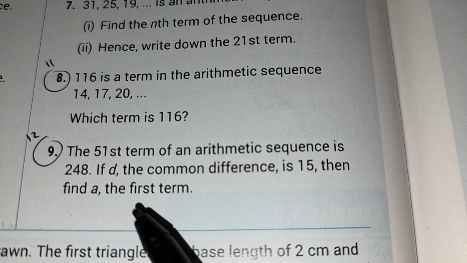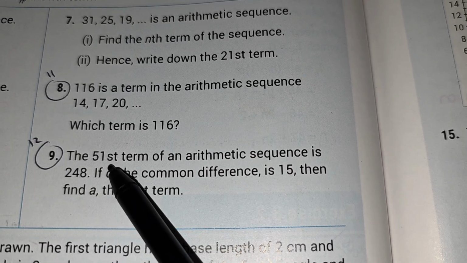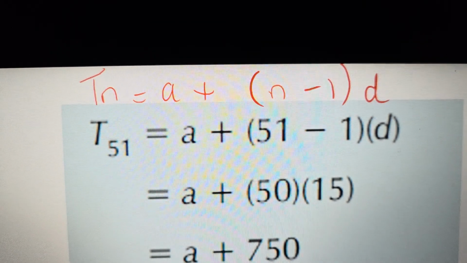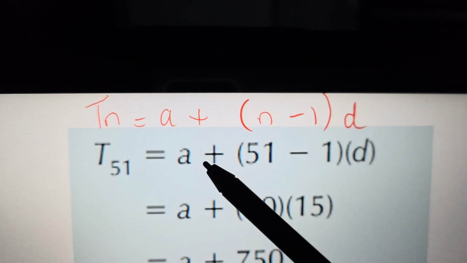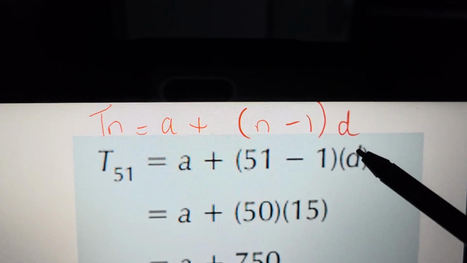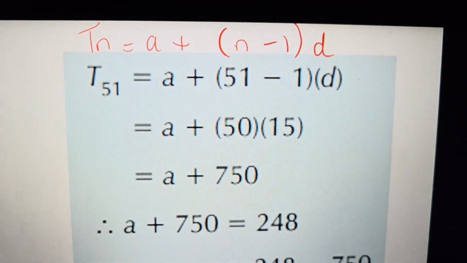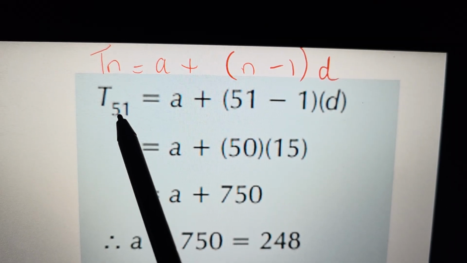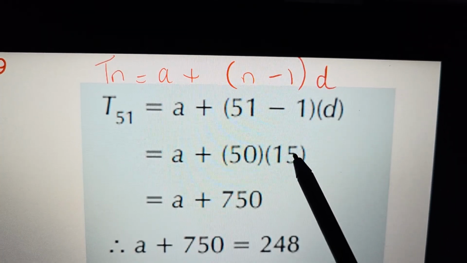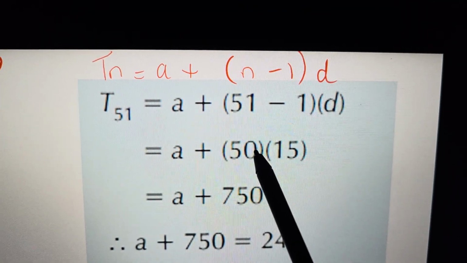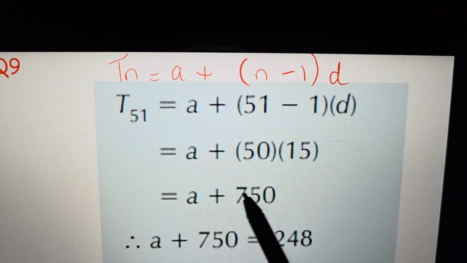Okay, well, we're going to come up with our T of n formula. We know what D is, we just don't know what A is. But the 51st term should equal 248. So T of n is A plus n minus 1 times D. A we do not know, leave it as A. D, the common difference, was 15, so I can sub in 15 next. They also told me that term 51 should equal 248. So if I sub in everything I have, n is going to be 51. So it's going to be A plus 51 minus 1 times D. D was 15. 51 take away 1 is 50. 50 multiplied by 15 is 750. So term 51 equals A plus 750.